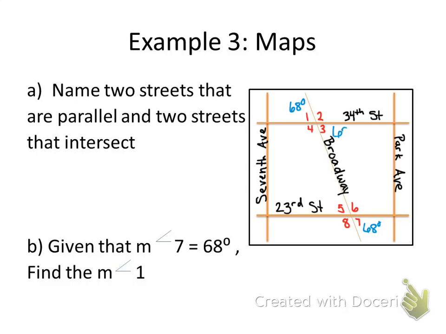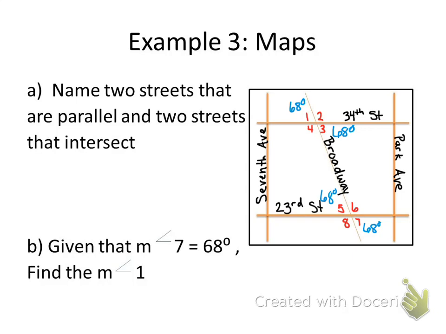Very good. Okay, that's one way I can make the connection. The corresponding angle to 7 is 3, and that's 68 degrees because they're corresponding. And then the vertical angle would be angle 1. Or I could have said 5 and 7 are vertical, and then 1 and 5 are corresponding, so angle 1 would be 68 degrees.